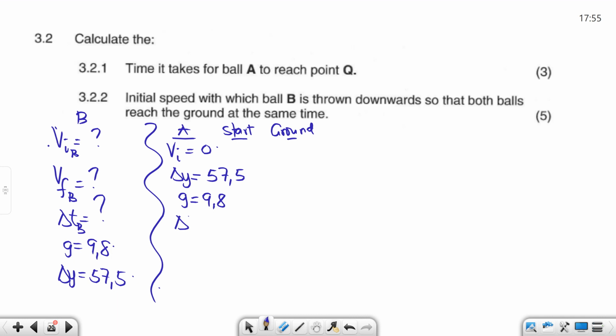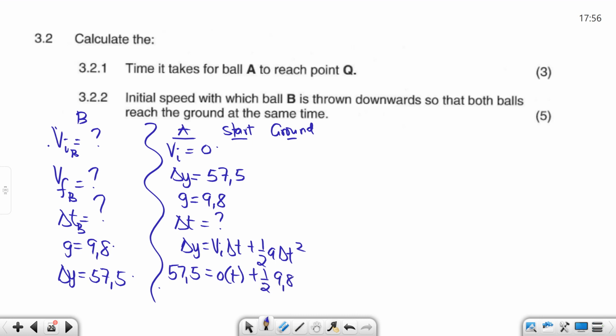What are we looking for? Please, final velocity is not 0. Don't say that because it hits the ground. Final velocity is not 0. What formula would you use there? The same one. Now it's easy. List it. Delta y equals Vi delta t plus half a delta t squared. What's our delta y? 57.5. 0 multiplied by t plus half 9.8 t squared.